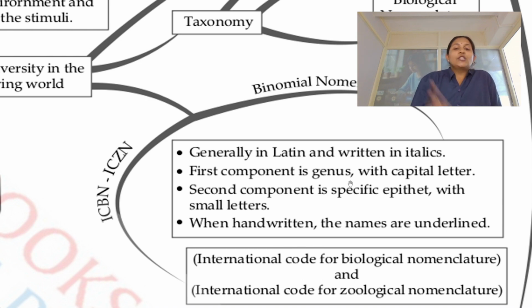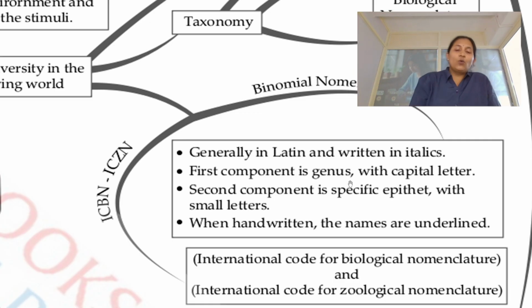As I said, binomial nomenclature is made up of two components. The first component is called the genus, and the genus is written with a capital letter. For example, take Homo sapiens. Homo is H-O-M-O, and the H is always capital for the genus. The second component, sapiens, is the species, and it is written with a small letter. So in Homo sapiens, the first word Homo is the genus with a capital H, and sapiens is the species with a small s.